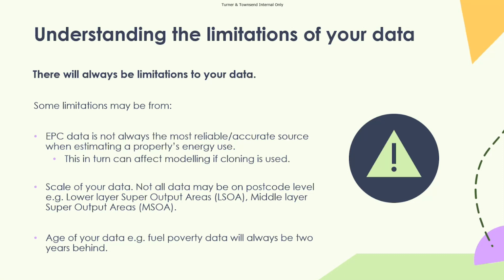Another thing to note is the scale of your data. When you come to collate everything together and cross-reference, you might note that the scale of things might not match up. For example, all of your property data is on a postcode level, but when you come to cross-reference and match with things like socioeconomic data, so IMD, ethnicity, they might be on an LSOA or even an MSOA scale. So it's just noting that there are some mismatches in scale there.